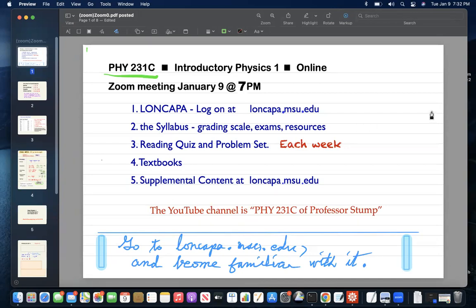Now, let's see if there are any questions on the chat. Is this week the only week there are going to be Zoom meetings? No, there'll be a Zoom meeting every week. How do you know which chapters, pages in the text correspond with the units we're on? You'll know when you start looking at the problems in Lon Kappa. You'll know which chapter it corresponds to.